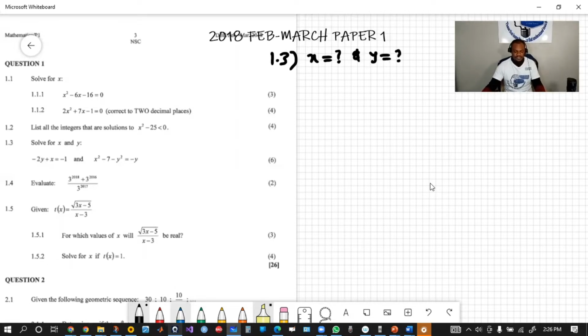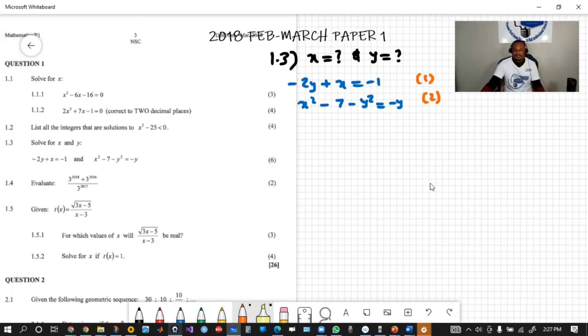So we have two equations to solve simultaneously. The first equation is given by negative 2y plus x equal to negative 1. And the second equation is x squared minus 7 minus y squared equal to negative y. Now, I prefer to label my equations, call them equation 1 and equation 2.